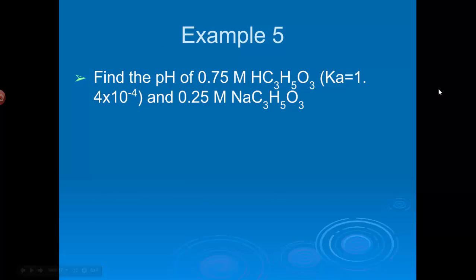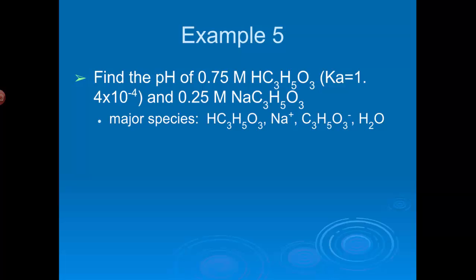So here's an example. You have 0.75 molar lactic acid. Lactic acid is an acid you get when you oxidize lactose, which is a common sugar found in milk. Ka is 1.4 times 10 to the minus 4, and you're mixing that with 0.25 molar of the salt of lactic acid, sodium lactate. Okay, so we've got a buffer, but the concentrations of the acid and base are not equal. There's more acid in there than there is base. So since there's more acid than base, we would expect the pH to be a little bit lower than the pKa value.